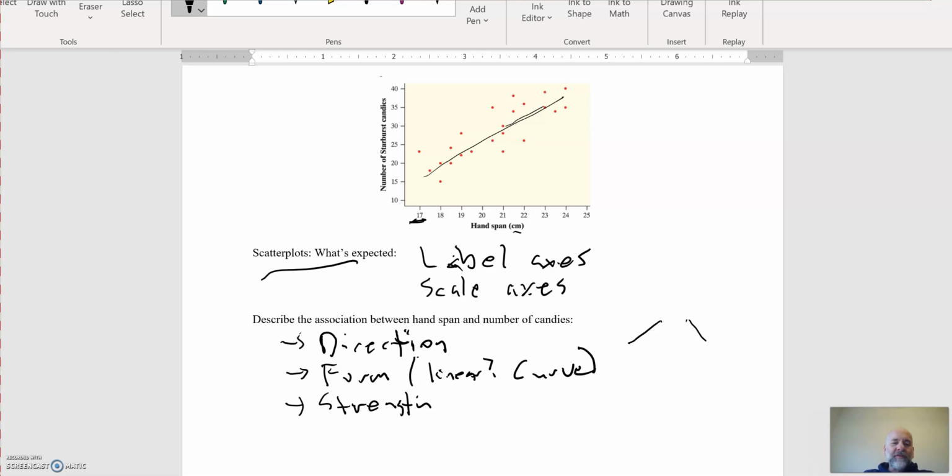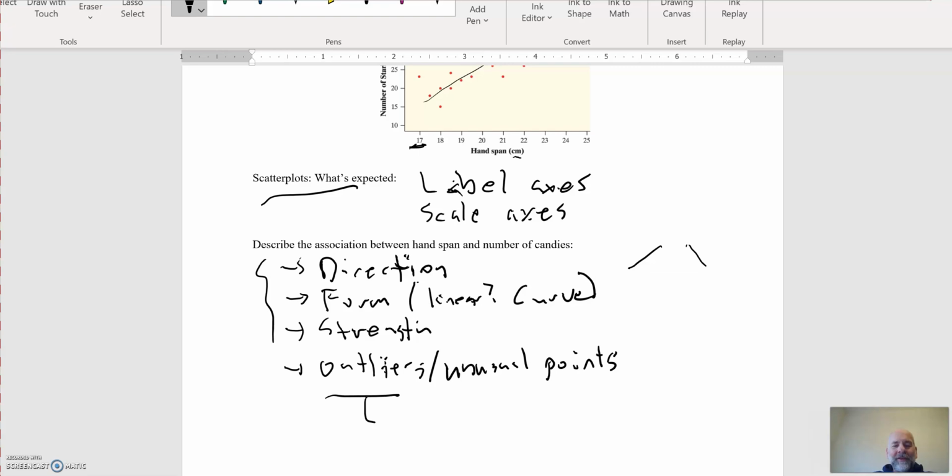The last thing, which isn't really relevant to this one, is that you want to mention any outliers or unusual points. That's the catch-all at the end, where we ask: is there anything that talking about these things doesn't cover? Something kind of strange that you want to mention. When we talk about outliers, what do we mean in this case? That can be a little bit interesting. An outlier is something that doesn't follow the pattern, the general trend.